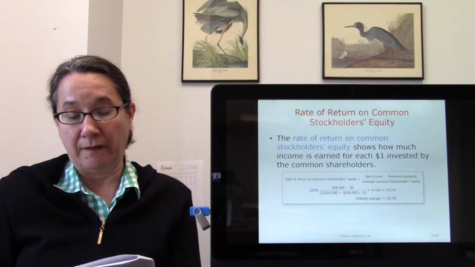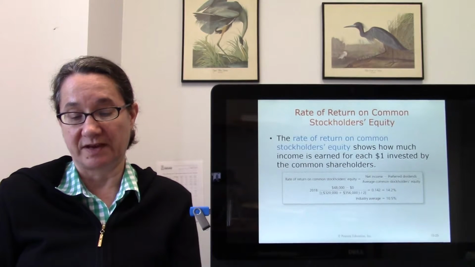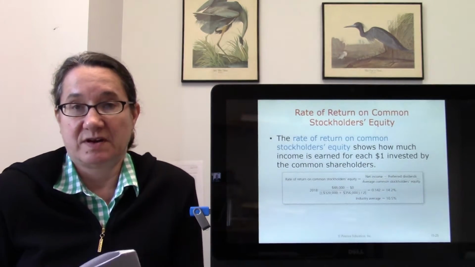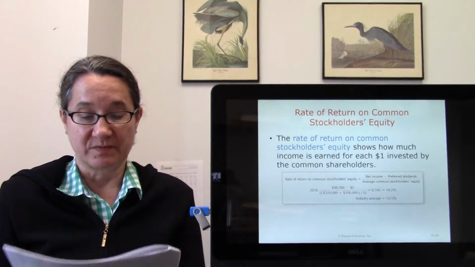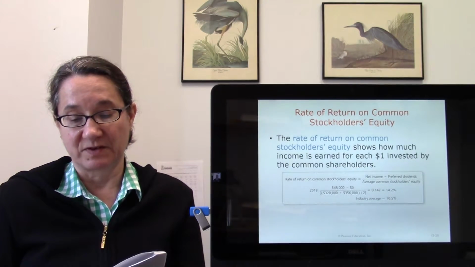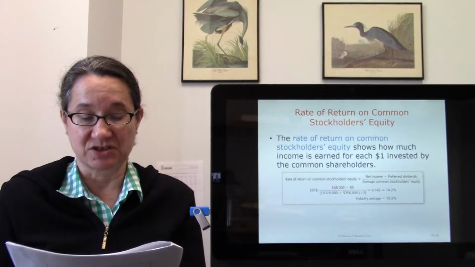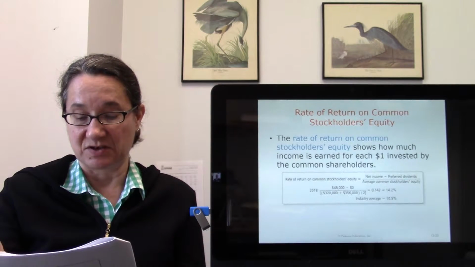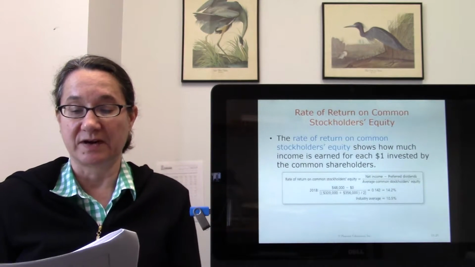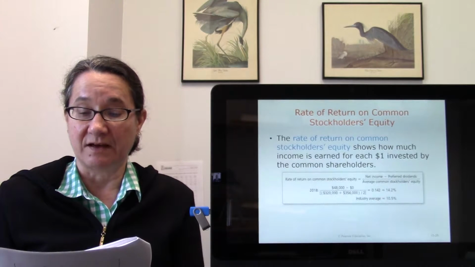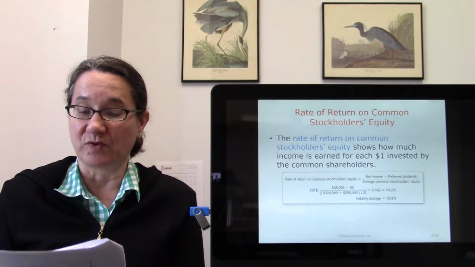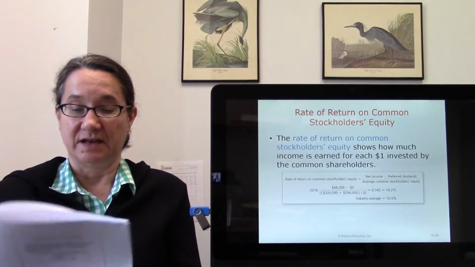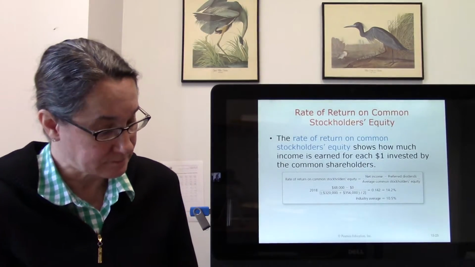So the rate of return on common stockholders' equity equals net income minus preferred dividends, because preferred dividends that get paid out aren't available to common stockholders, divided by average common stockholders' equity. This ratio shows how much income is earned for each dollar invested by the common stockholder. In our example, the industry average is 10.5%. For 2018, it's 14.2%, so they are better than the industry average.